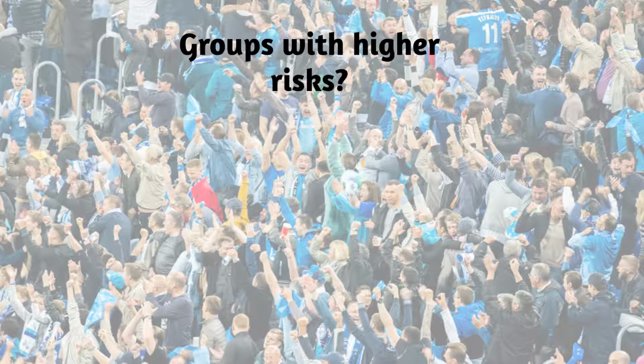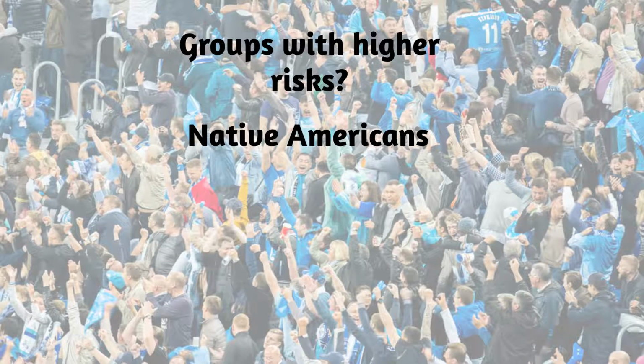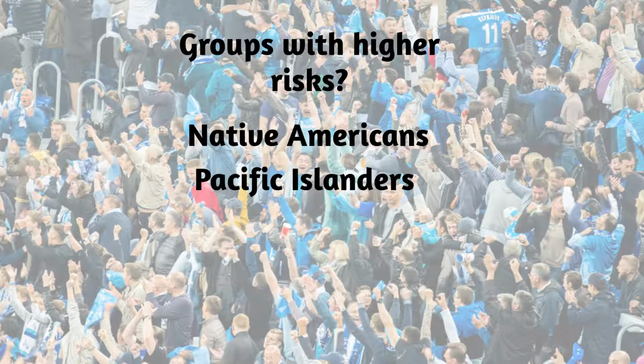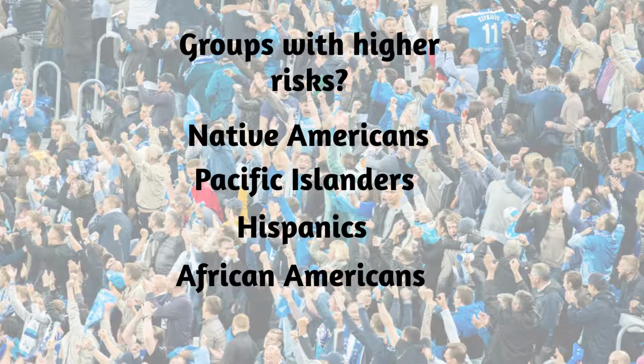So what groups of people have a genetically higher risk for developing diabetes? Native Americans, particularly those groups whose aboriginal home is the Southwest U.S., Pacific Islanders, such as those from Guam or Hawaii, Hispanics, and African Americans. If you are in one of these populations, it does not mean you are destined for this illness.